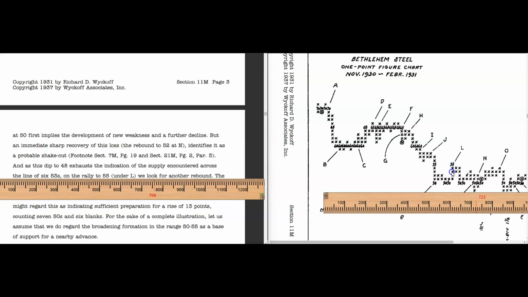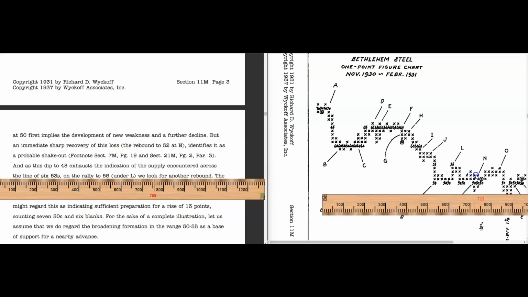So under L, the 1, 2, 3, 4, 5, 6, a line of 653s. He counted the spaces again and said that from that it projected a move to around 46 of, what is it, 53 minus, what is it, 1, 2, 3, 4, 5, 6, should be 47. So it goes to 48.